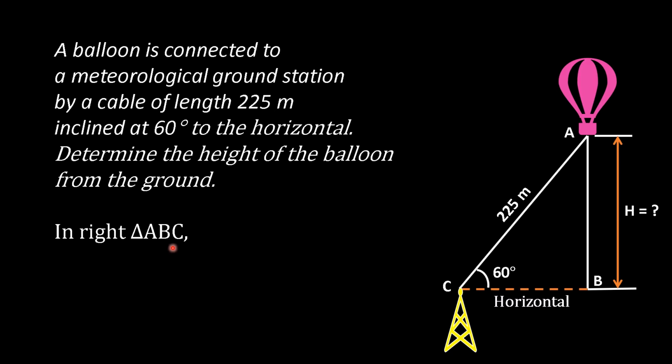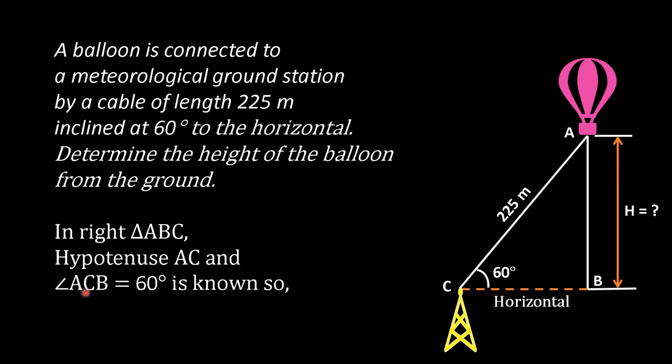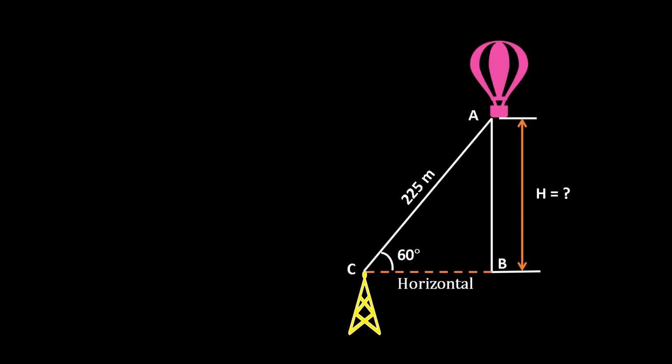In right triangle ABC, hypotenuse AC and angle ACB equals 60 degrees is known. So we will make use of sine ratio. We have sine 60 degrees equals AB divided by AC.